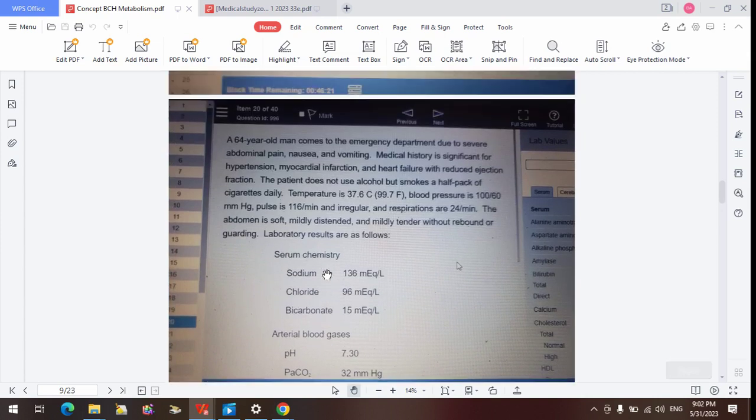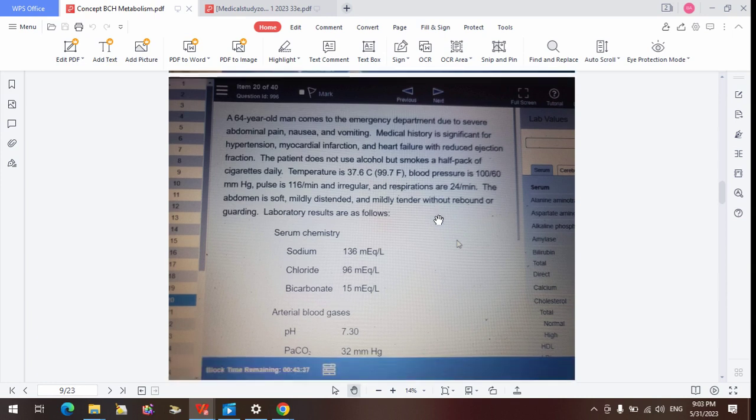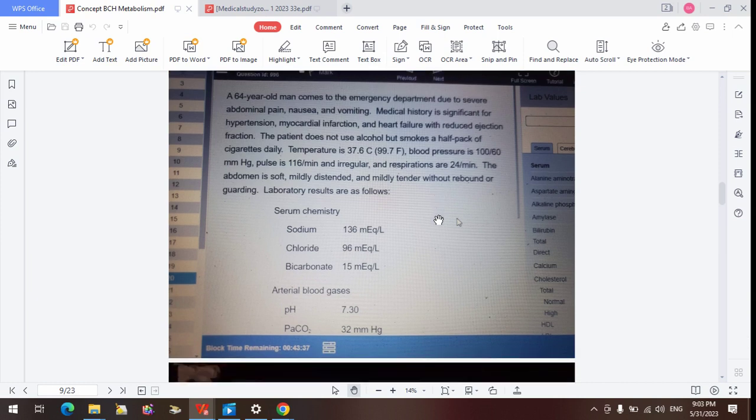All right. We can use the knowledge of what we have been explaining to also answer this question. Dr. Adu. Good evening, Chief. A 64-year-old man comes to the emergency department due to severe abdominal pain, nausea, and vomiting. Medical history is significant for hypertension, MI, and heart failure with reduced ejection fraction. The patient does not use alcohol but smokes half a pack of cigarettes daily. The pulse is 116 per minute and irregular, and respiration is 24 per minute. The abdomen is soft, mildly distended, and mildly tender without rebound or guarding.